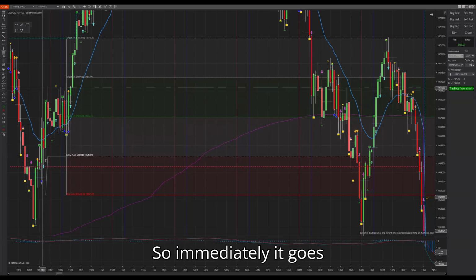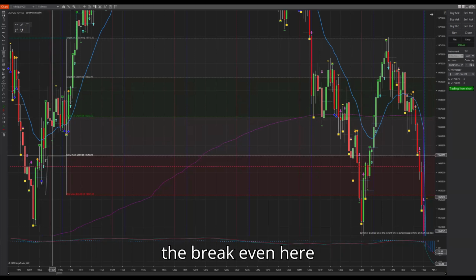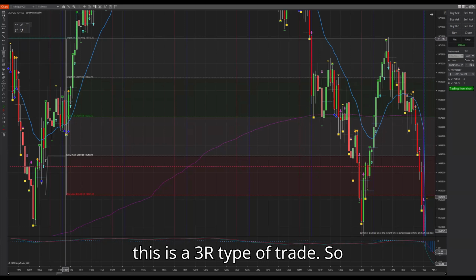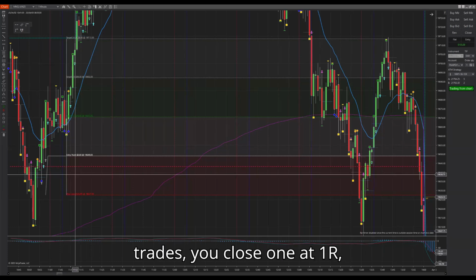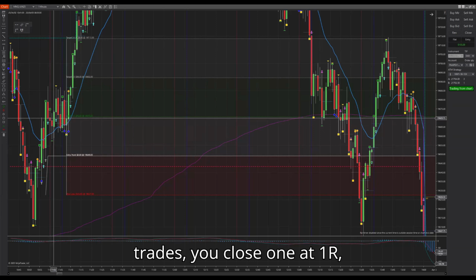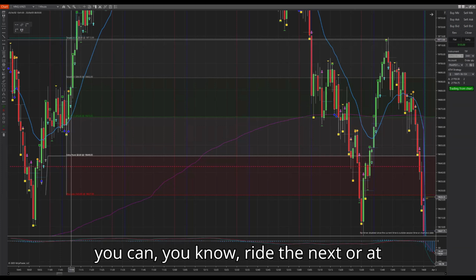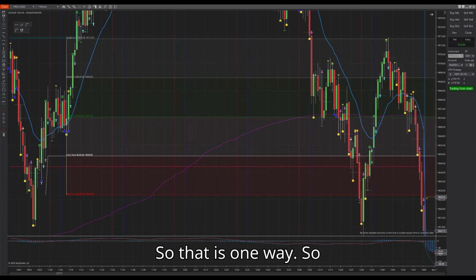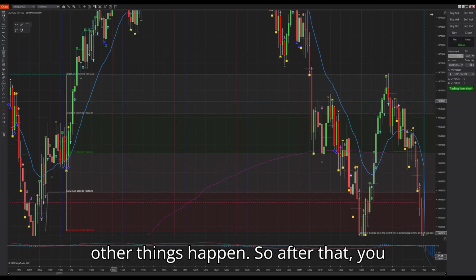So immediately it goes almost near 2 hours, so you can bring it to the break even here, and then you get filled here. So this is a 3 hour type of trade. So if you want to hang on, and if you have more buffer, if you take 2 trades, you close one at 1 hour, bring it to the break even, and then you can ride the next, or at least close everything at 3 hour profit. So that is one way. So let's look at what other things happen.